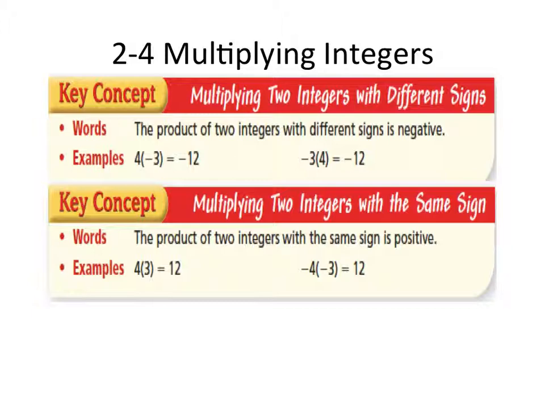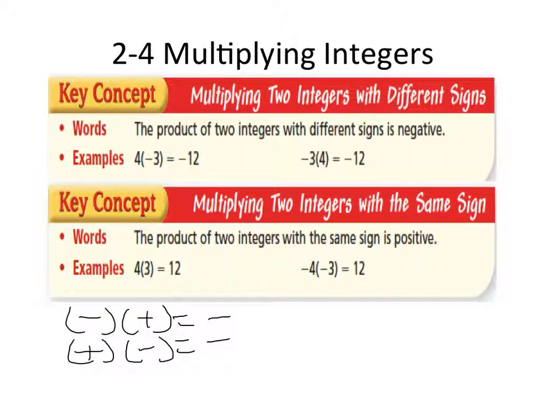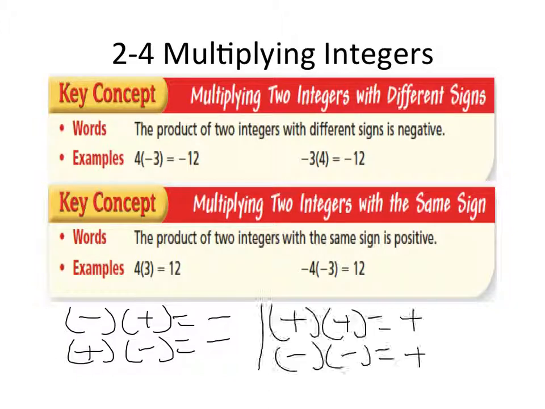Some students have been taught with a chart like this. First part of the chart is we have a negative times a positive is equal to a negative, or we can have a positive times a negative is equal to a negative. The second part of the chart sees two positives multiplied together will always be positive. Two negatives multiplied together will equal a positive. Not to be confused with adding and subtracting.